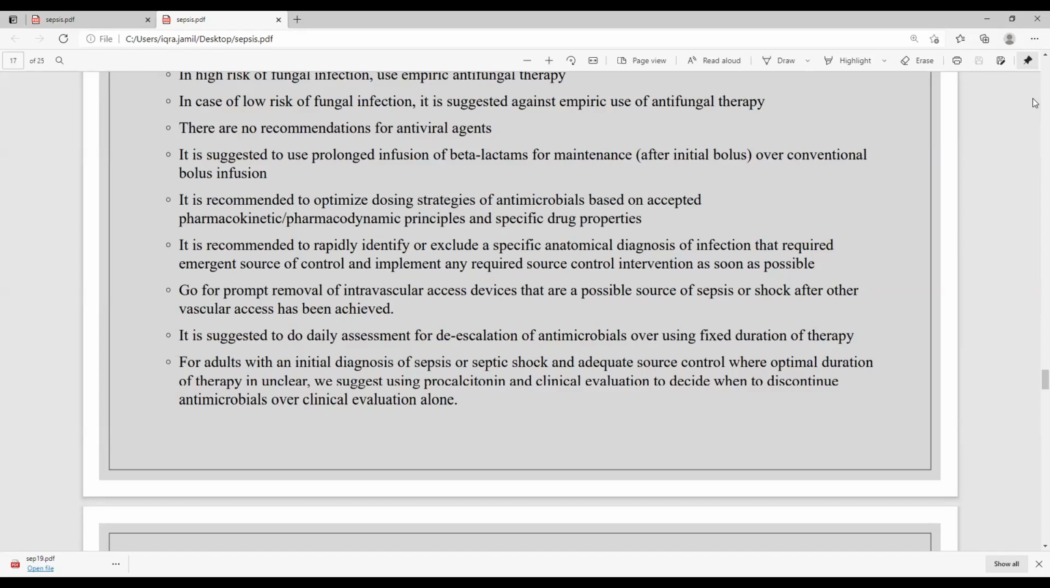For adults with an initial diagnosis of sepsis or septic shock, with adequate source control where optimal duration of therapy is unclear, we suggest using procalcitonin in clinical evaluation to decide when to discontinue antimicrobials over clinical evaluation alone. I told you previously, procalcitonin is not important for the initiation of antibiotics, but it is important for the discontinuation of the antibiotic.